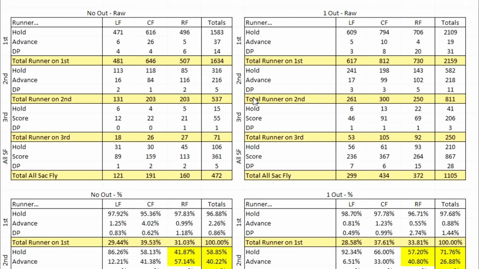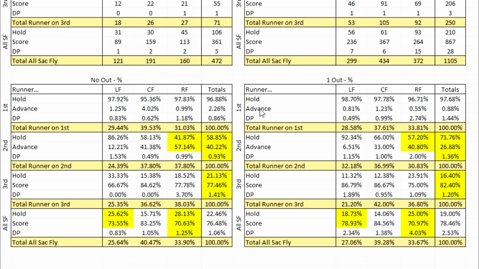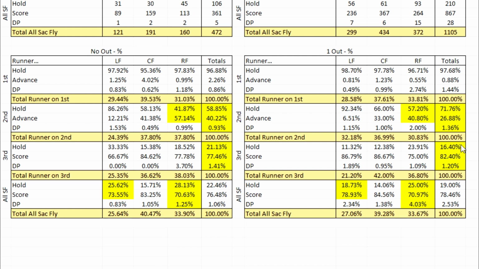So just something interesting to note there on the raw numbers. So let's go back to percentages here. Now there is a difference between no outs and 1 out with a runner on second. If you note that overall, over half the time, almost 60% of the time, on a flyout, the runner on second holds. But that was really dependent on which fielder the ball was hit to.